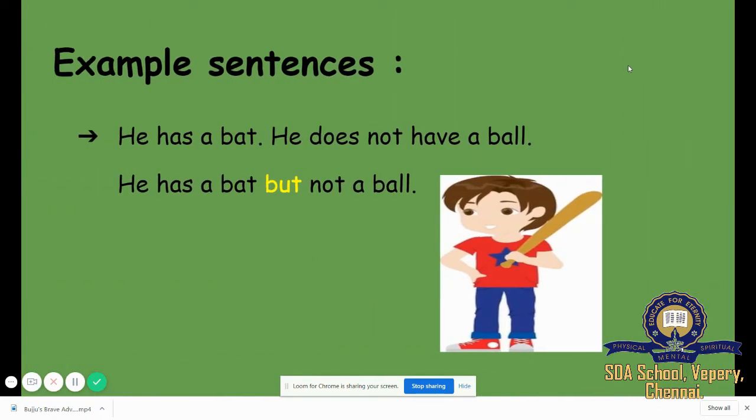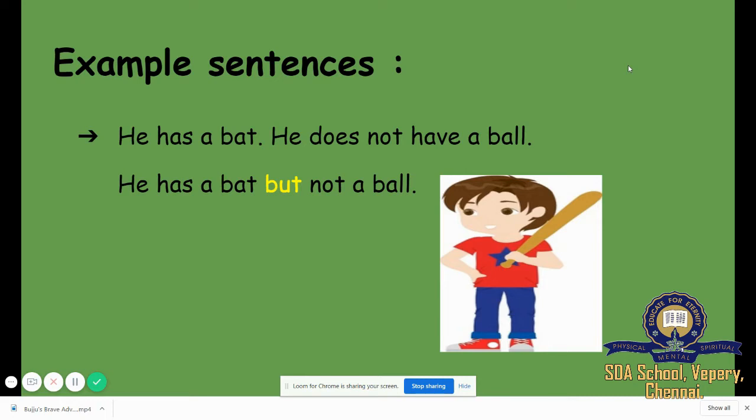He has a bat. He does not have a ball. So I repeat, he has a bat. He does not have a ball. So here, what is the difference they have given? He has a bat, but he does not have a ball. So while joining these sentences, we need to use but.